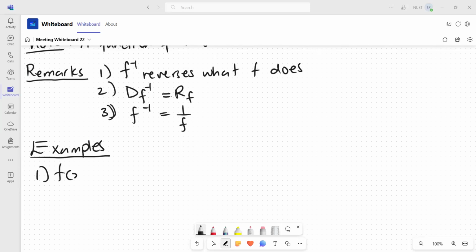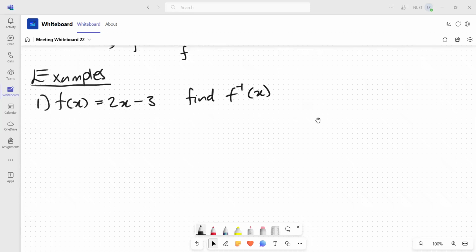We have f of x equals 2x minus 3. The question says find f inverse of x. So to find f inverse of x, we said first you must replace f of x with y. So write y equals 2x minus 3. Then you interchange x and y: where I have x, I put y, and where I have y, I put x.